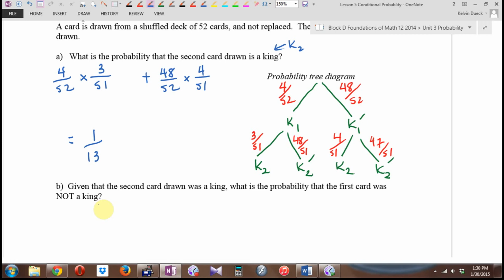To answer this, we're going backwards up the tree. I'm going to use the conditional probability equation from your formula sheet. And the way I've told you to remember it, because it's all confusing letters, is start out by translating this.